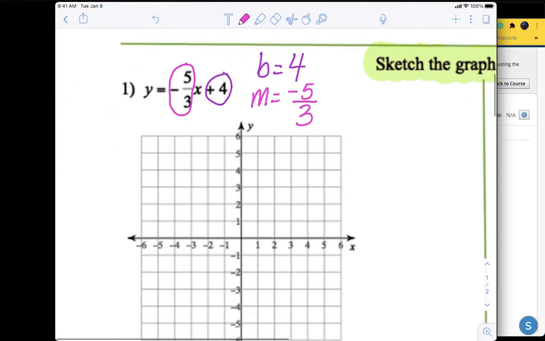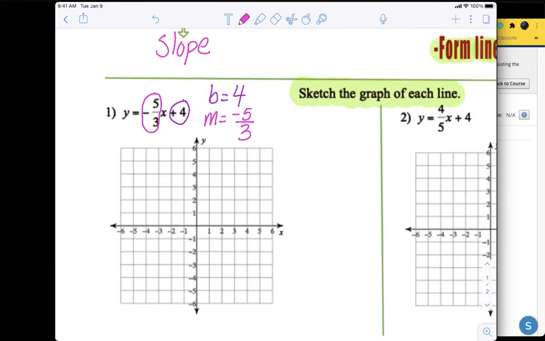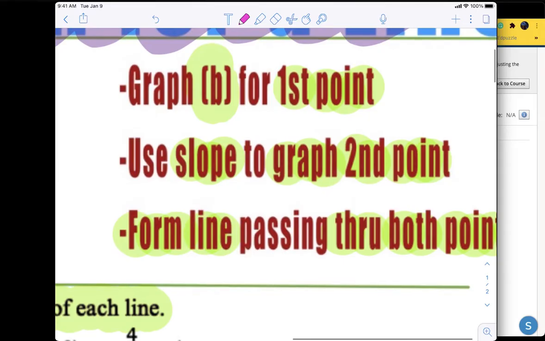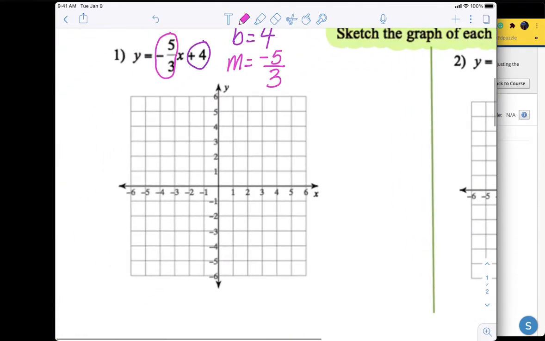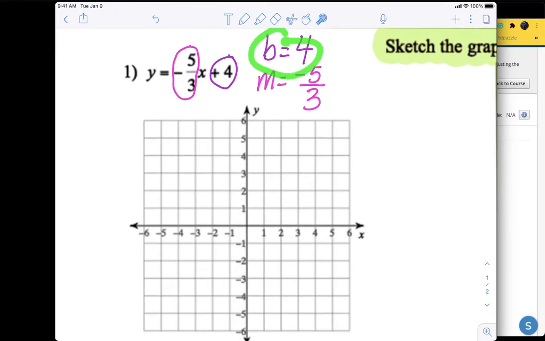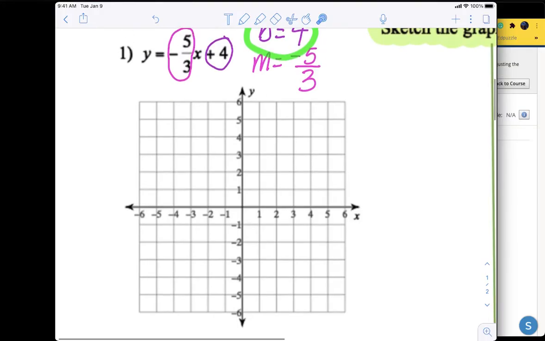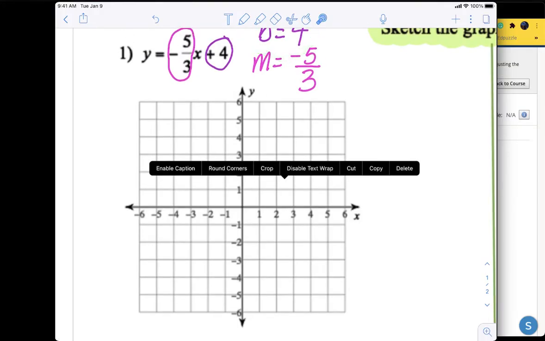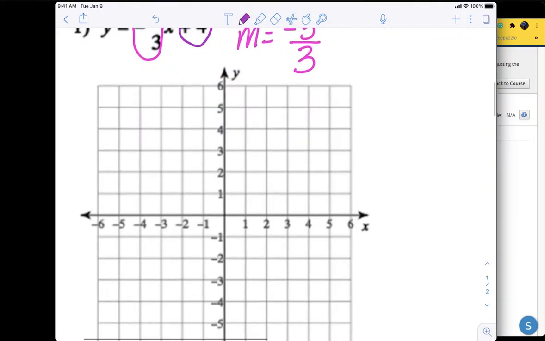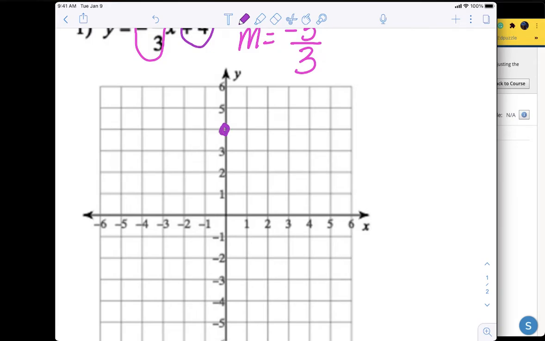So let us now graph, right? Our first bullet point says graph b for first point. So this says b equals 4. So on the y-axis, this one here, where is positive 4? Of course, it is right here. There is positive 4. Okay.